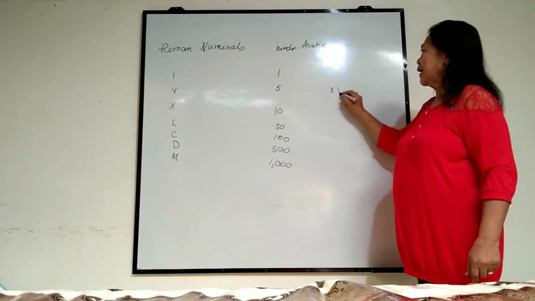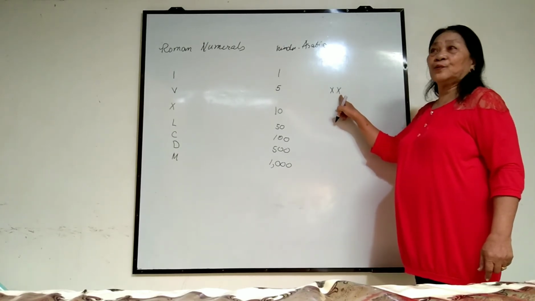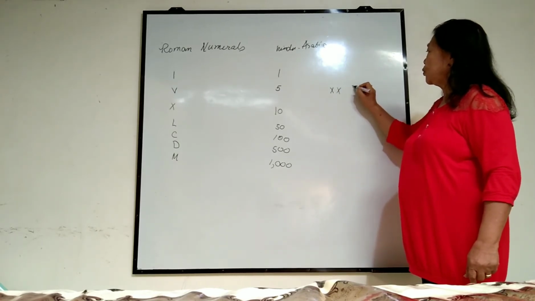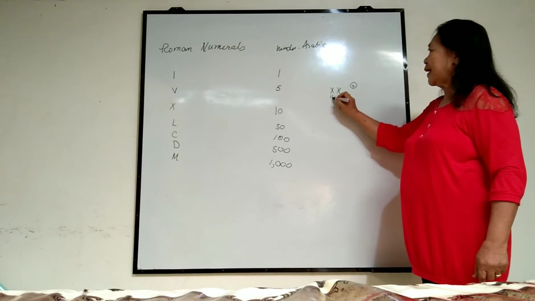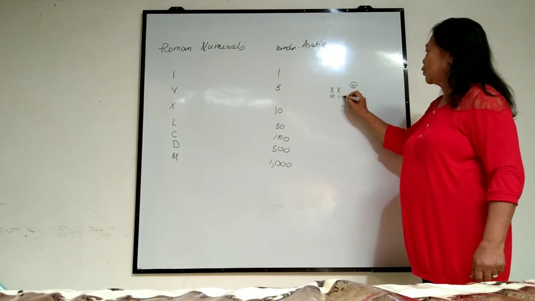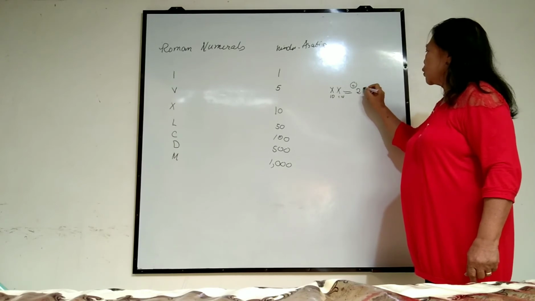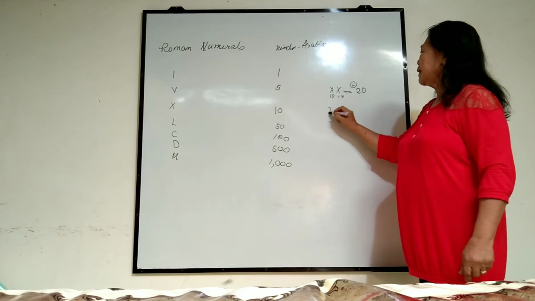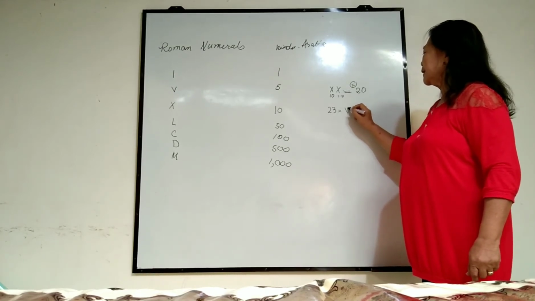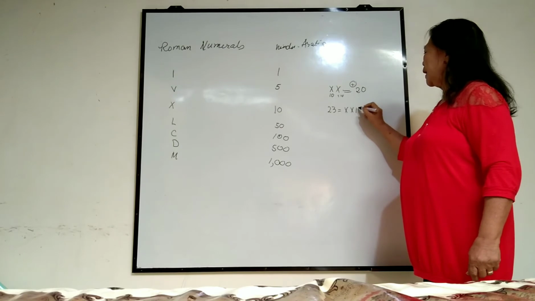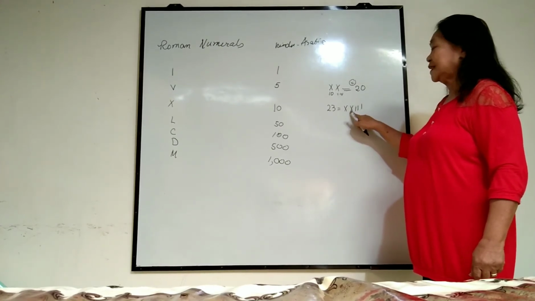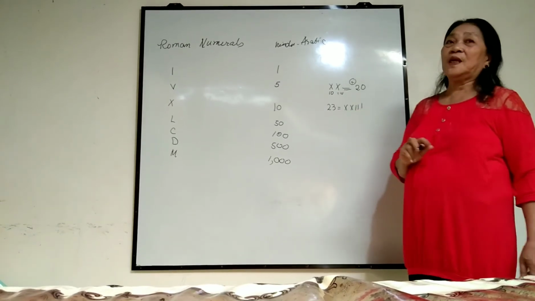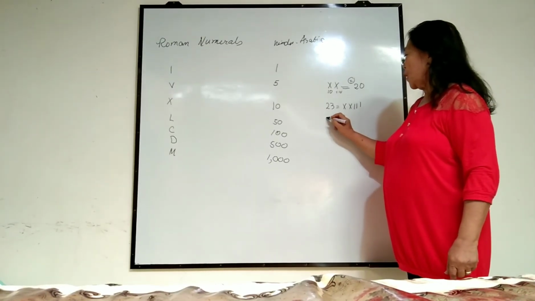now the same letter, they have the same equivalent, meaning to say you're only going to add. So you use addition. This is 10 and another 10, so X and X is 20. If you have 23, for example, this is X, X, 1, 1, 1. So this is 10 plus 10 plus 1 plus 1 plus 1. So this is 23.